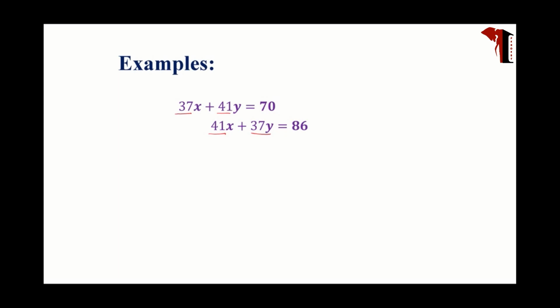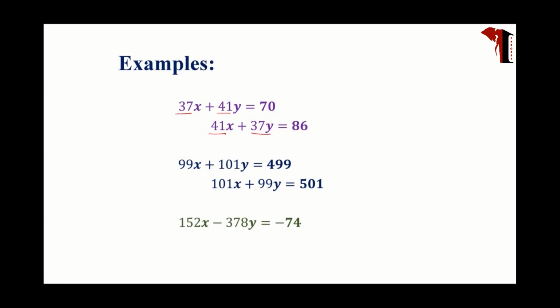Now let us see another example. See, 99x plus 101y equals 499 and 101x plus 99y equals 501. Another one, 152x minus 378y equals minus 74 and minus 378x plus 152y equals 604. Here I have taken a different type of equation, where the last one is slightly different with the negative signs, to show that the coefficient can have a negative sign also.